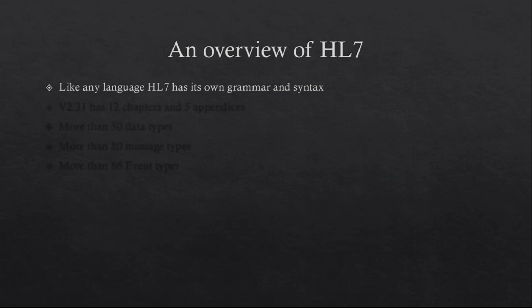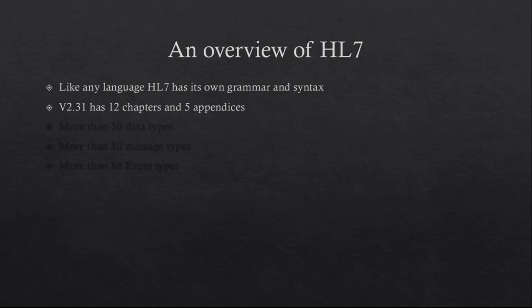Next we will see the overview. Like any other language or standard, HL7 has its own grammar and syntax. We'll look at that when we start understanding the structure of HL7. We'll take a look at what grammar and syntax we use. I'm sorry to interrupt, I think Mirth uses the JavaScript language. Yes, Mirth uses JavaScript. Oh, okay. So we'll take a look at that.